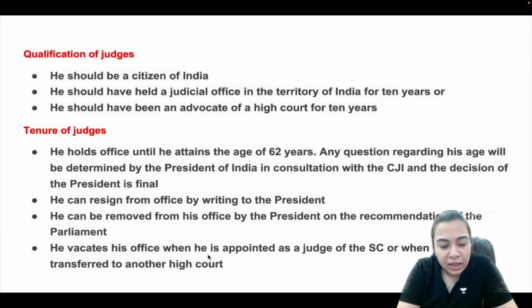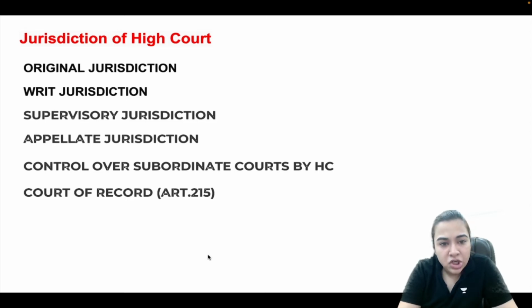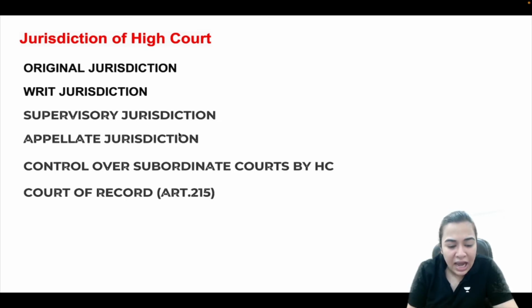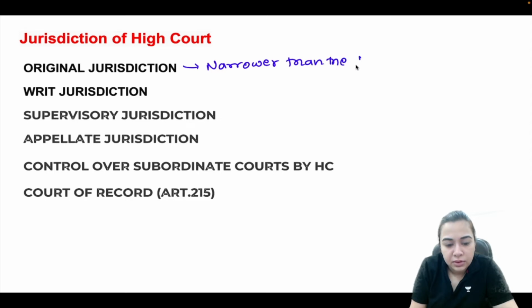Now, as all of you know, when we talk about the jurisdiction of the High Court, the High Courts have multiple jurisdictions. For example, the High Court has what we call original jurisdiction. The original jurisdiction of the High Court is usually narrower than that of the Supreme Court. Original jurisdiction means whenever a court is a court of first instance, that means a case can directly go to this court. In that case, it is known as a court of original jurisdiction.